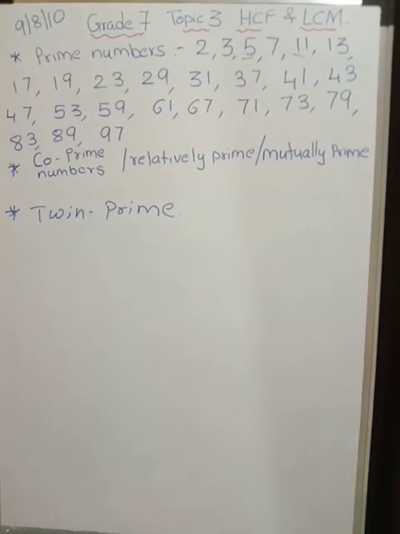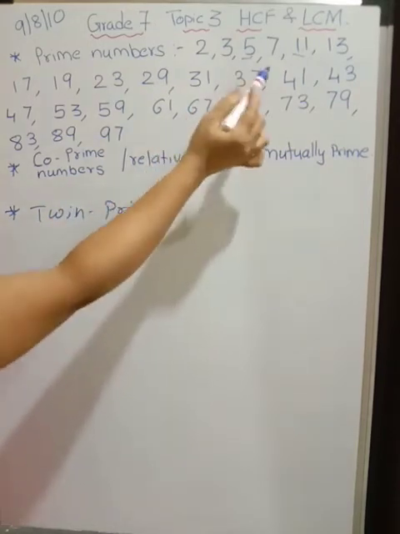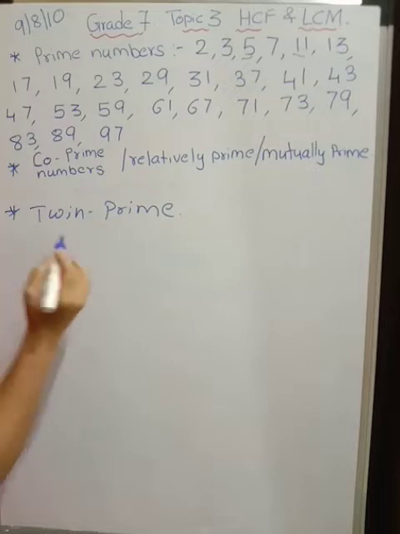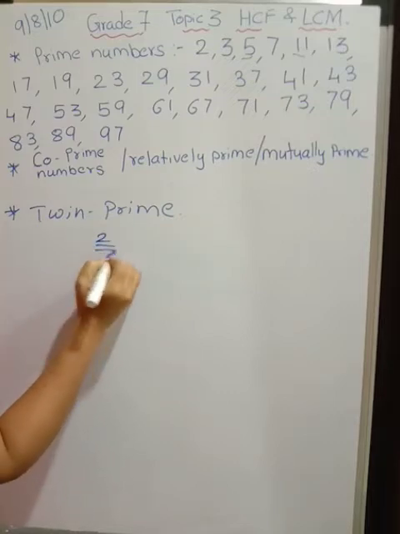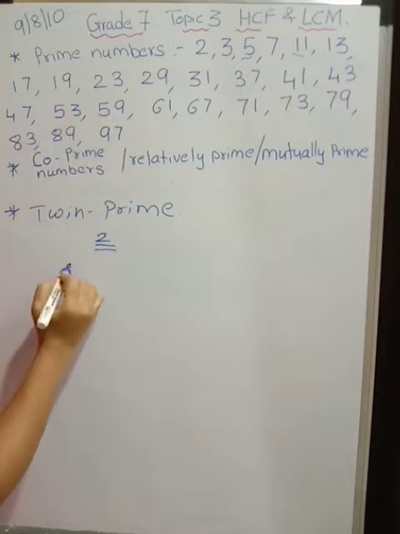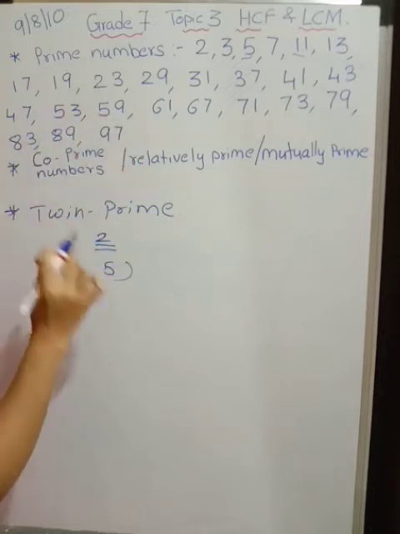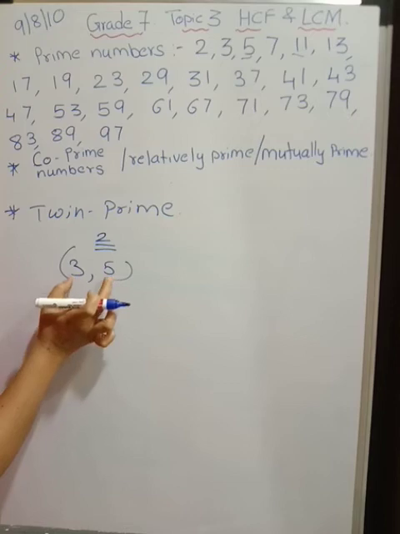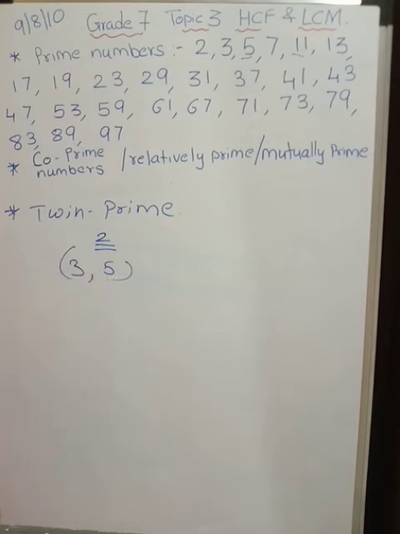Let's take another example. Just now we have seen 5 and 11, the difference is 6, so it is not. The difference should be how much? 2 should be the difference. So can you tell any 2 numbers whose difference is 2? See, 3 and 5. These are twin prime numbers, 2 prime numbers whose difference is 2.